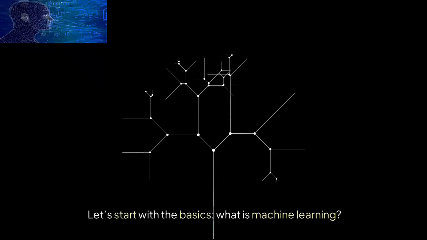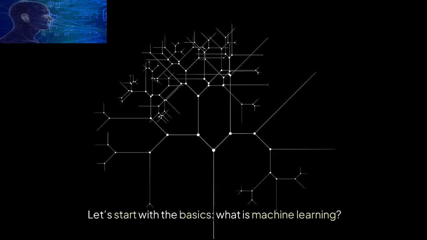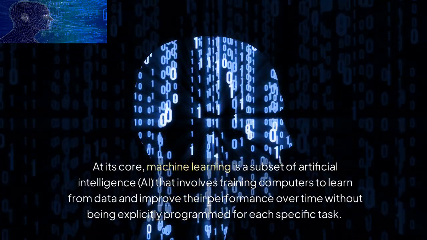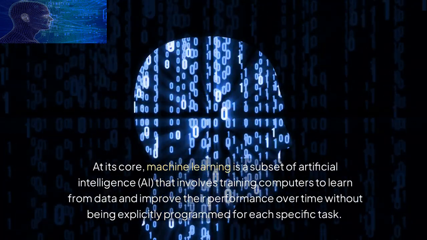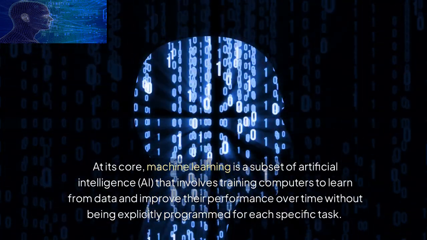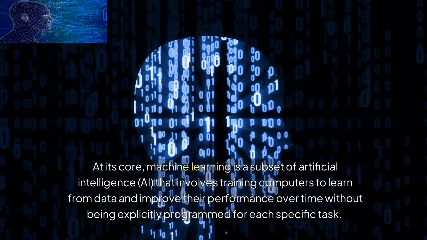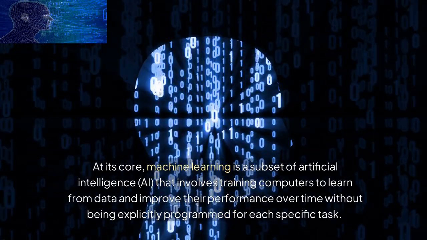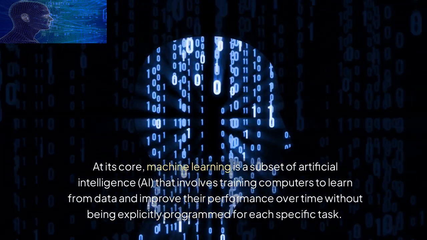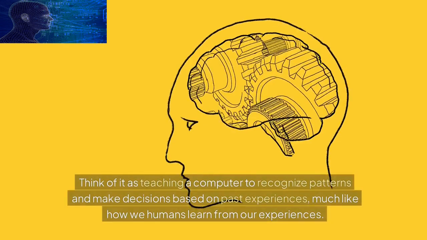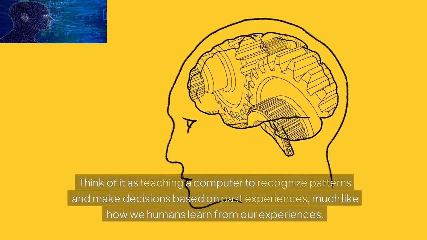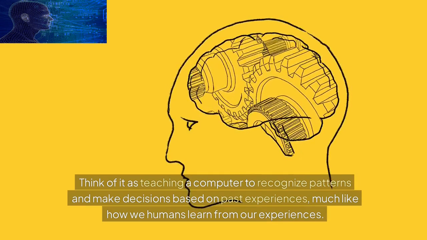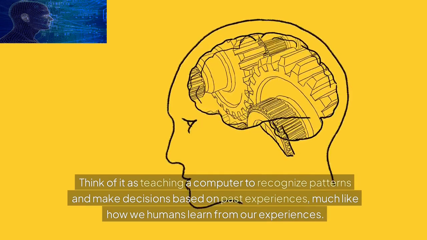What is machine learning? At its core, machine learning is a subset of artificial intelligence, AI, that involves training computers to learn from data and improve their performance over time without being explicitly programmed for each specific task. Think of it as teaching a computer to recognize patterns and make decisions based on past experiences, much like how we humans learn from our experiences. Machine learning is inspired by the way humans learn.